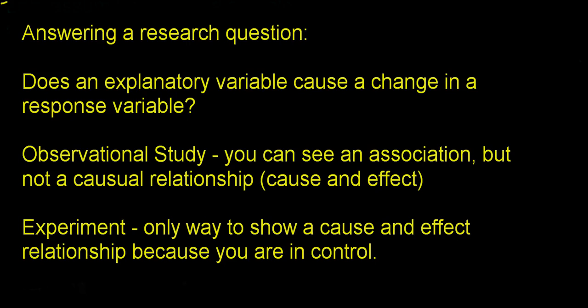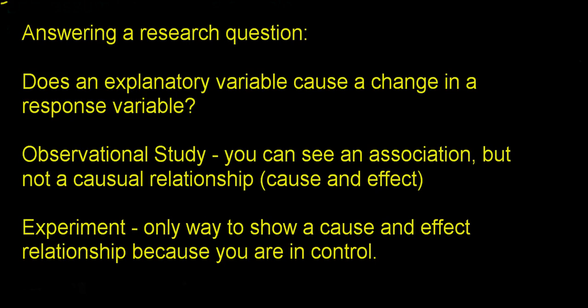Now, through observational studies, you can certainly show if there's an association between two variables. You could even show a strong relationship between two variables. But unfortunately, you cannot show a causal relationship. Now, I didn't say casual, I said causal. A causal relationship is one where you show a cause and effect relationship, where X will cause Y to change. And the only way you could show a true cause and effect relationship is with an experiment.